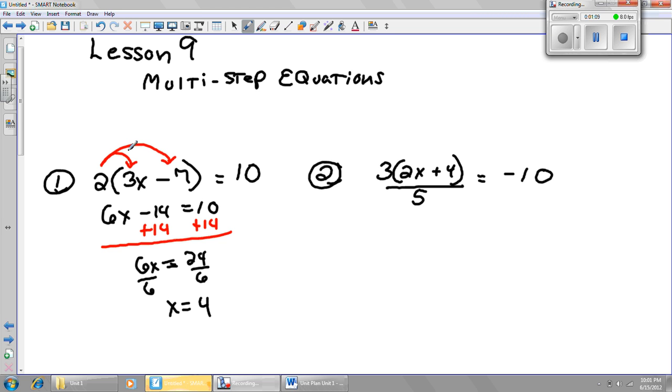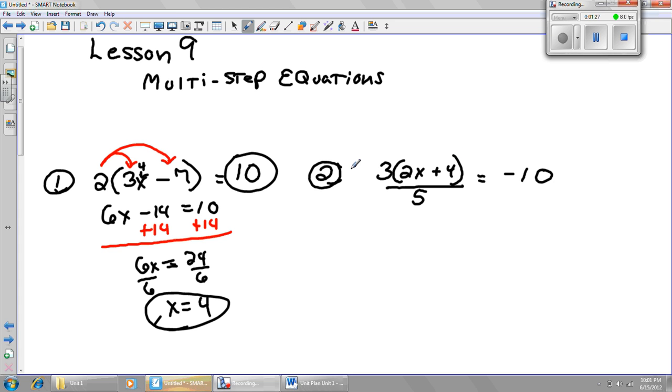If I check it, I put 4 in here for x. 3 times 4 is 12. Minus 7 is 5. 2 times 5 is 10. There you go. It checks. The answer is 4.